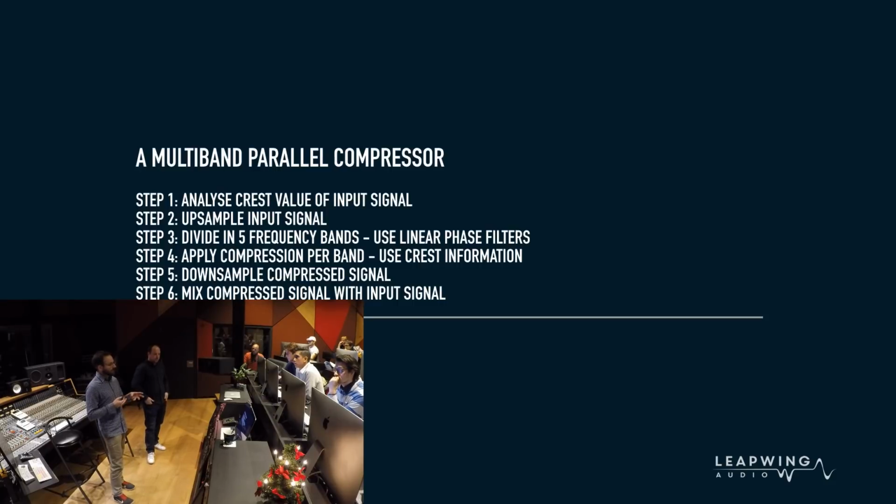And even more, they are very specifically tuned filters, so they will not cancel out each other, or cause phase issues in the crossover frequencies. Then when you have those 5 bands nicely separated, you want to apply the compression for each band. Just compression, using that Crest information to set the timings and to make it behave more optimally for every content that you put into it. Then you have to downsample again to the original sample rate that you put in.